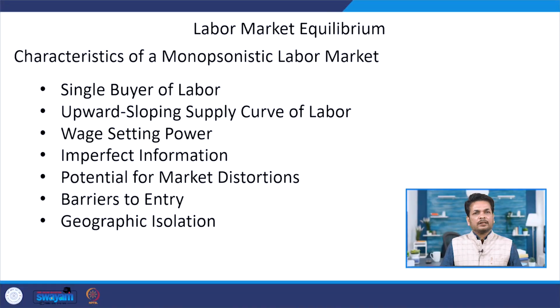So, there is some barrier to entry in that way. Another property is the geographical isolation. Sometimes this geographical isolation or concentration of industries in a specific region can contribute to monopsonistic labor market conditions, particularly in rural areas or small towns dominated by a single employer. In those cases, this geographical isolation may lead to some kind of monopsonistic behavior in the labor market.